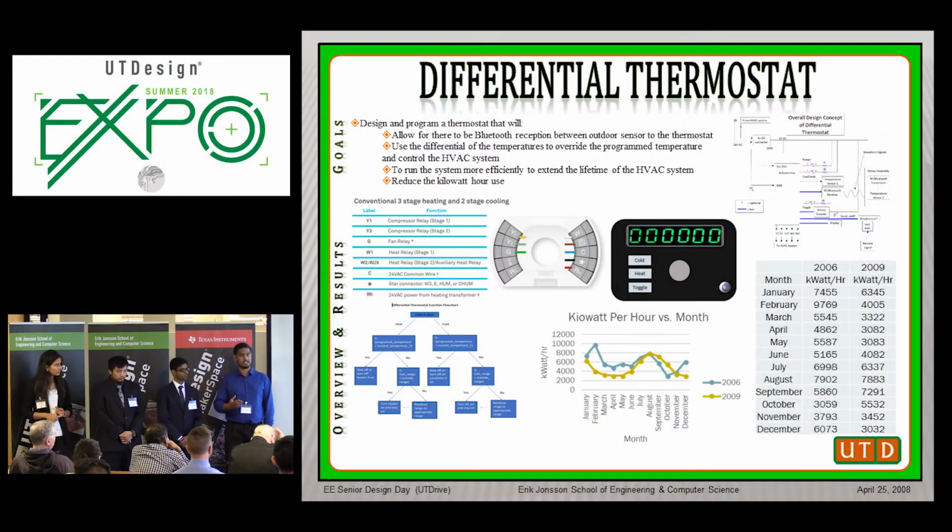So what we proposed was a thermostat that has a sensor directly outside the house and a sensor within the house that would regulate the temperature differences between the two, so that the thermostat can run the HVAC system, which is essentially the AC unit, more efficiently. We think this for two specific reasons.